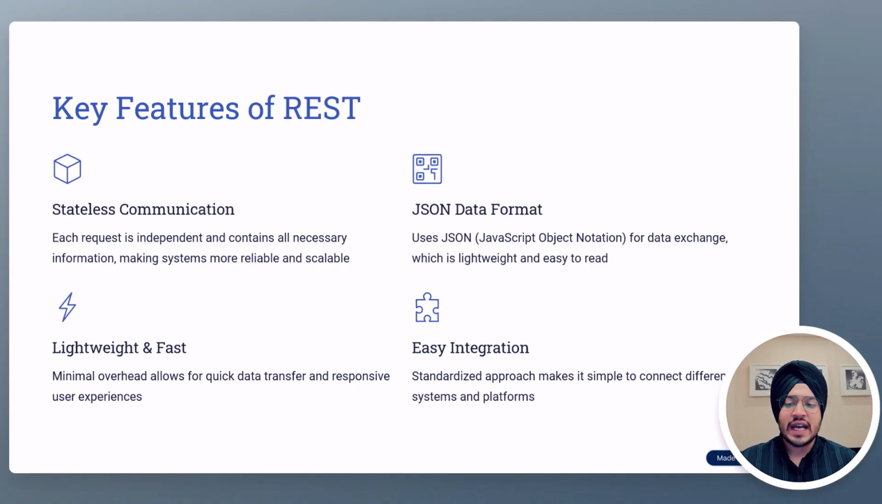The key features of REST are, as we have discussed, stateless communication: each request is independent and contains all necessary information. It uses JSON for sending data from the client to the server, and even the response is in JSON, which stands for JavaScript Object Notation, for data exchange, which is lightweight and easy to read. Lightweight and fast: minimal overhead allows for quick data transfer and responsive user experiences. Easy integration: a standardized approach makes it simple to connect different systems and platforms.